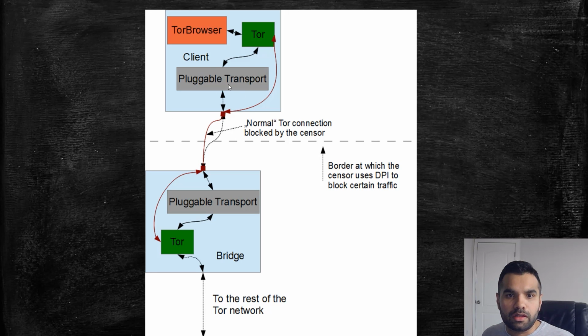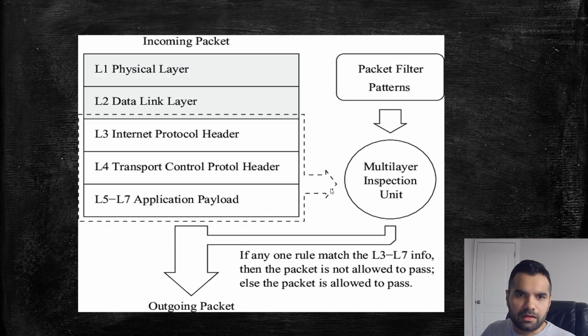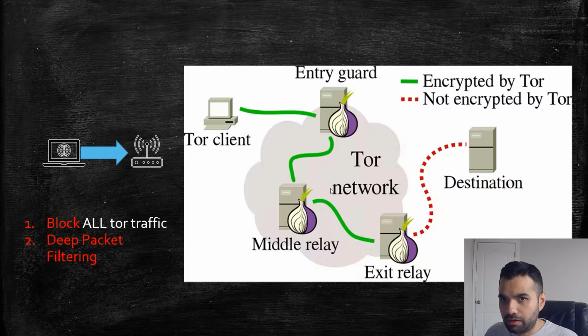So if it's normal traffic going directly to the TOR network, then it's blocked by the censor. But if it's going through a pluggable transport, it converts into random bytes, and the random bytes get connected to the TOR network and then go out of the TOR network. So this is the border at which the censor uses DPI to block certain traffic, like we just saw. These are two ways the ISP can block TOR traffic, and two ways we can bypass those controls the ISP has put in.